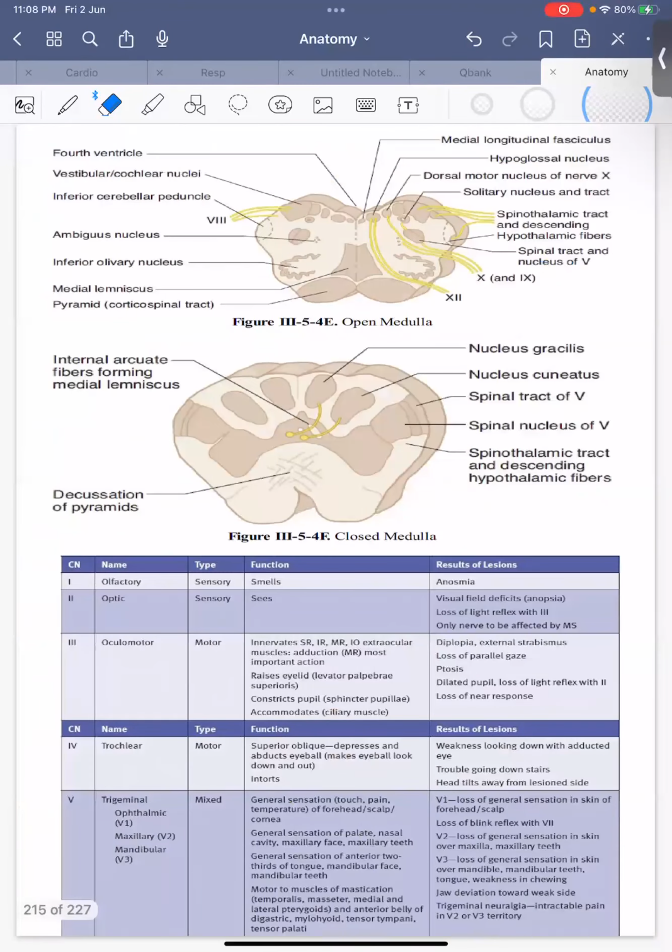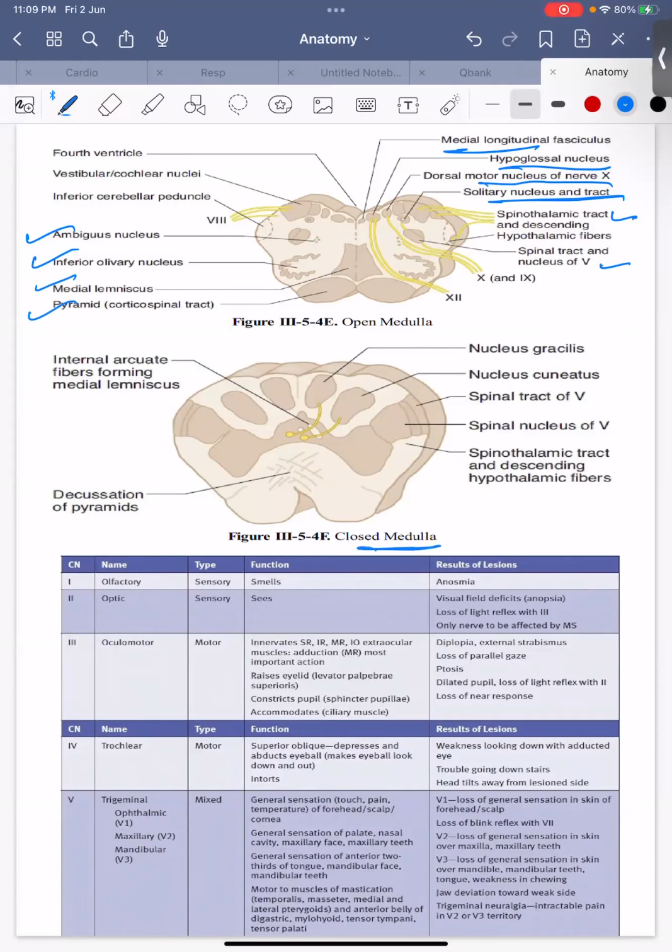Then moving on to the medulla. So we have an open medulla and a closed medulla level. In the open medulla, you will have most medially the medial longitudinal fasciculus. You have the hypoglossal nucleus, cranial nerve 12. You have the dorsal motor nucleus of the cranial nerve 10. And you have the solitary nucleus and tract. Other than that, you have the spinothalamic tract, the spinal tract, and the nucleus of cranial nerve 5. Okay. You have the nucleus ambiguus here, the inferior olivary nucleus, the medial lemniscus, and the corticospinal tract is also found here.